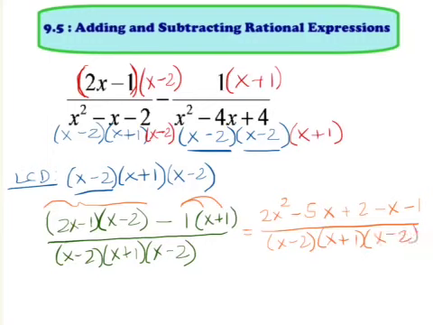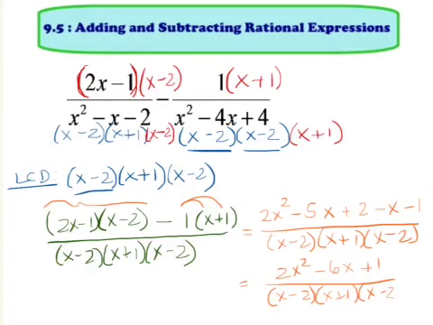And then my last step is to combine my like terms. So my final answer will be 2x squared minus 6x plus 1 all over that common denominator, x minus 2, x plus 1, and x minus 2. There's my answer.